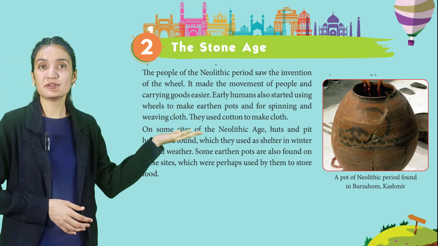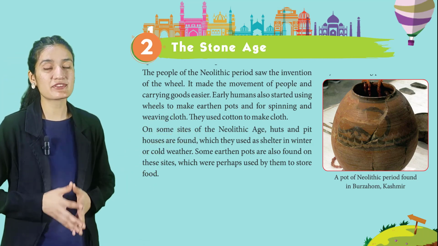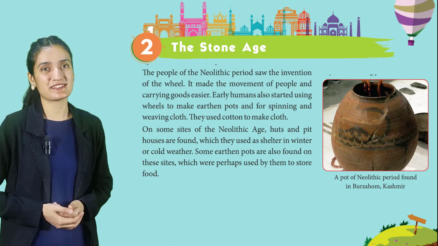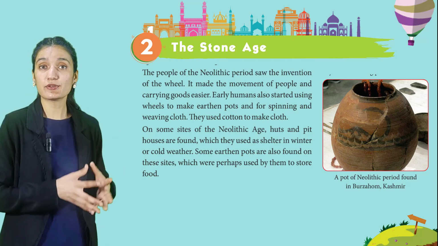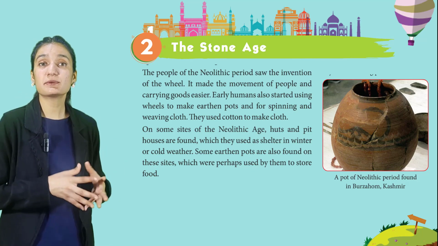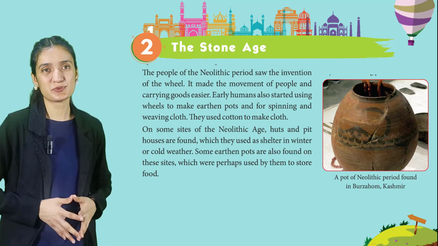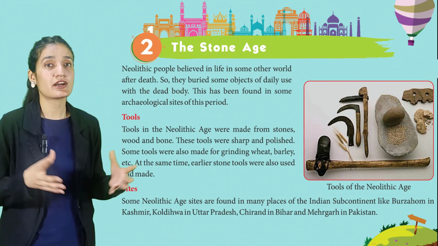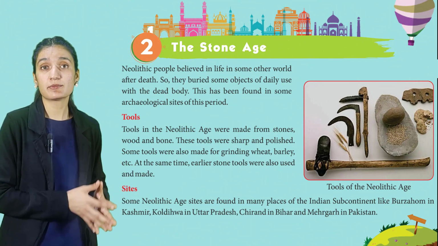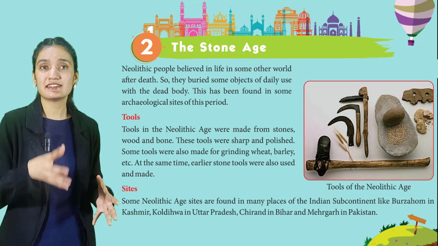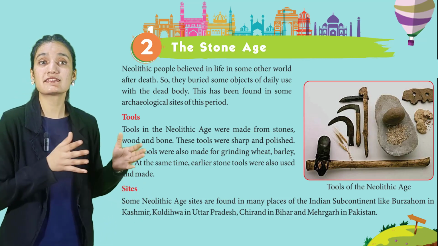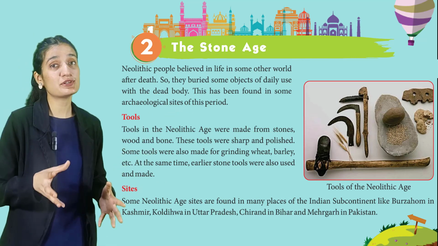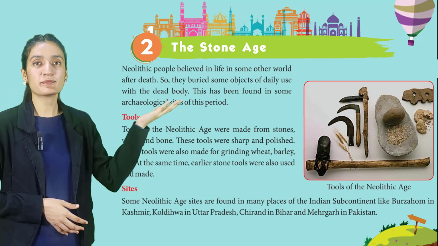On some sites of Neolithic age, huts and pit houses are found, which they used as shelter in winter or cold weather. Some earthen pots are also found on these sites, which were perhaps used by them to store food. Then, Neolithic people believed in life in some other world after death. So they buried some objects of daily use with the dead body. This has been found in some archaeological sites of this period. Here's the picture showing a pot of Neolithic period found in Burzahom, Kashmir.